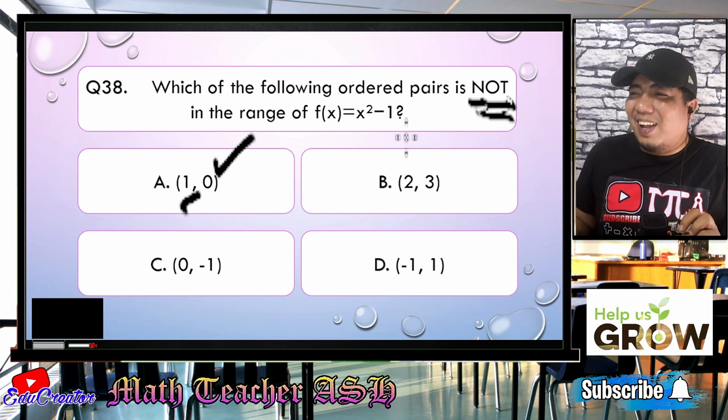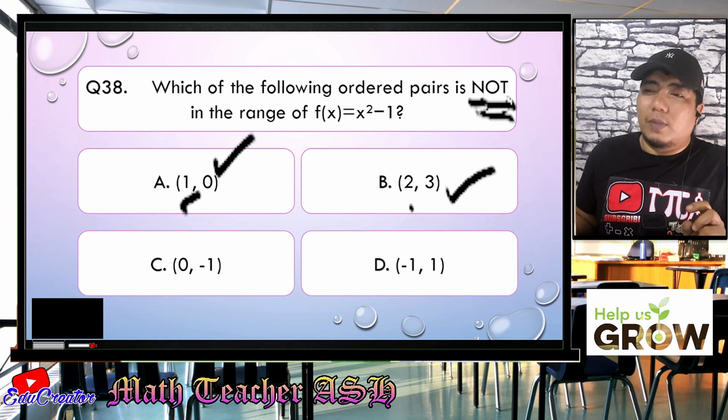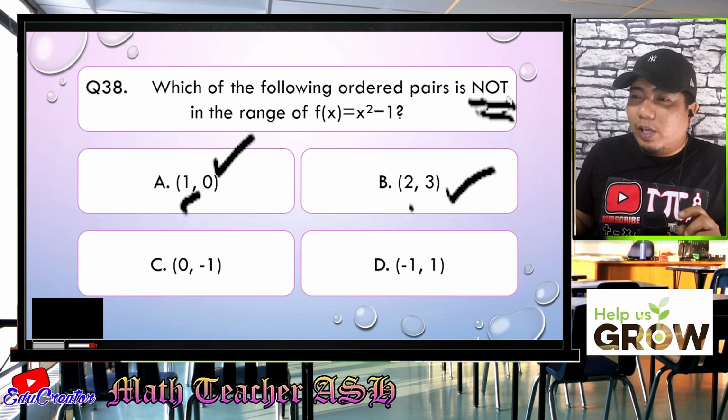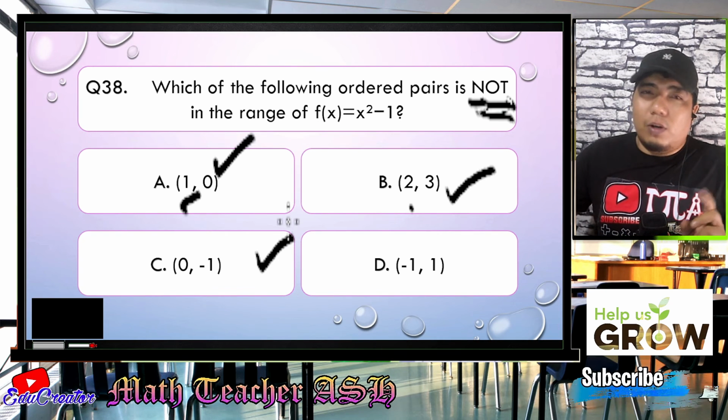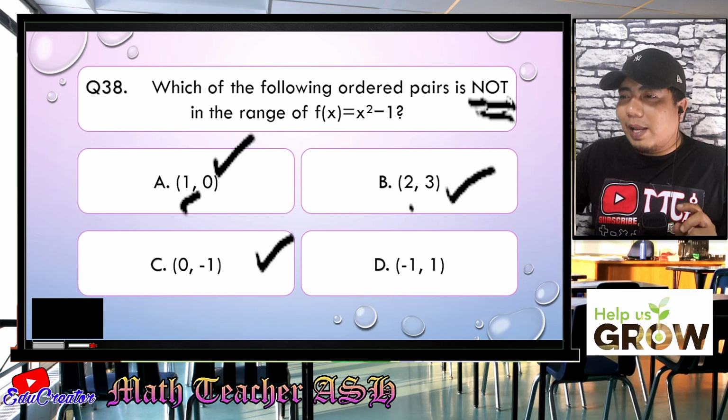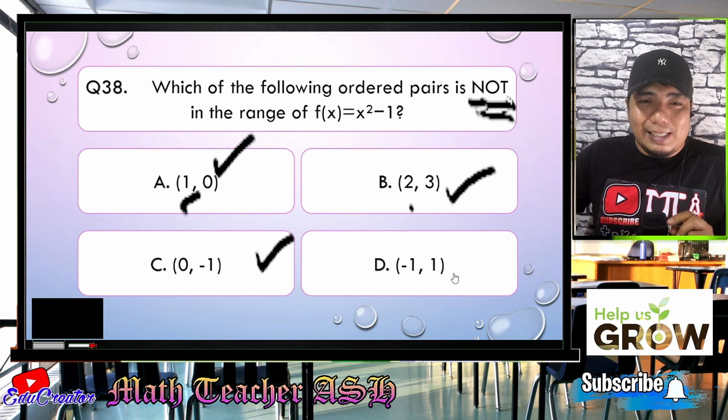All right. Now, how about letter B? If our x is 2, so that will become 2 squared, that will become 4. 4 minus 1, that is positive 3. Still correct. It satisfies the equation. How about letter C? We have here 0, so that is 0 squared. 0 squared is 0. 0 minus 1 is negative 1. So it is still the same. So therefore, it is automatic that our correct answer is letter D.